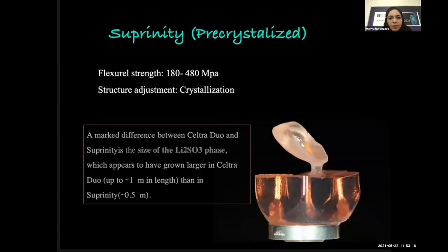The other ZLS material was Suprinity, which is launched in the pre-crystallized state. The flexural strength in the pre-crystallized state is about 180, and after the crystallization, the flexural strength reaches 420 megapascals. So it's a two-step material. We should have a crystallization for Suprinity. A marked difference between Celtra Duo and Suprinity is the size of the lithium silicate crystals, which appear to have grown large in Celtra Duo, about 1 micron. In Celtra Duo, however, it's 0.5 in the Suprinity.